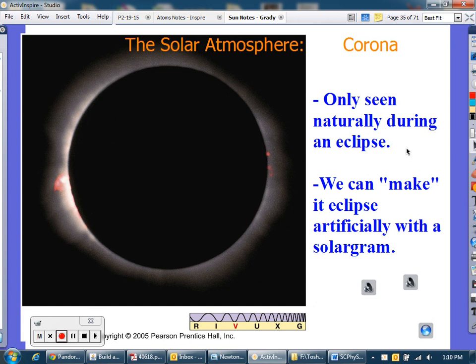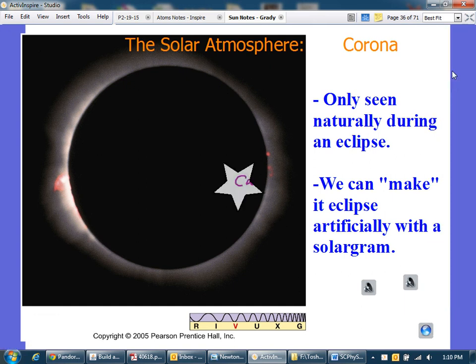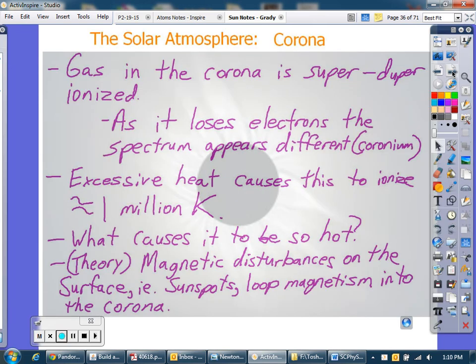So, the corona is the outer atmosphere of the sun. It's only naturally seen during an eclipse. We artificially study it using what's called a solargram. Gas in the corona is super ionized. As it loses electrons, the spectrum appears different, and we actually identify it as its own spectrum called coronium.